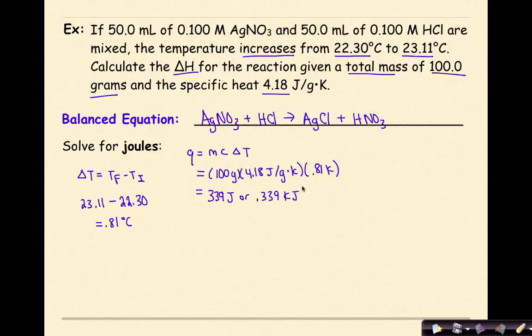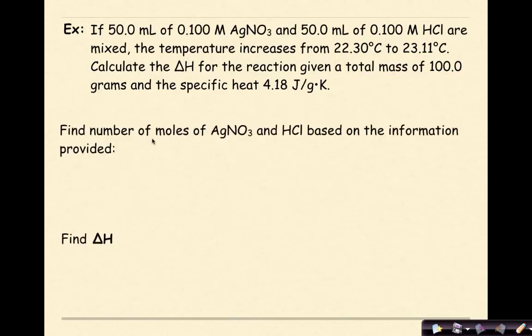And I want to convert it into kilojoules because later on I'm going to solve for delta H, and I'm going to need that in kilojoules. Now let's go on and find the number of moles of AgNO3 and HCl based on the information provided. To find moles here, I'm going to need to use the molarity formula. So molarity is equal to moles over liters.